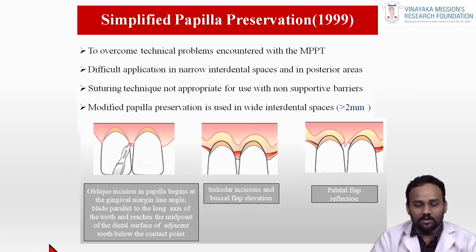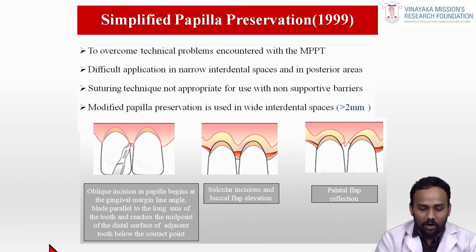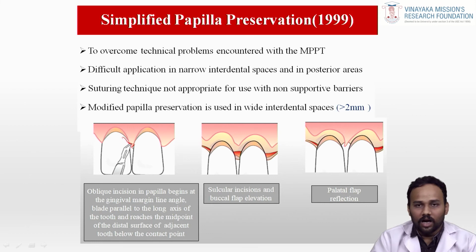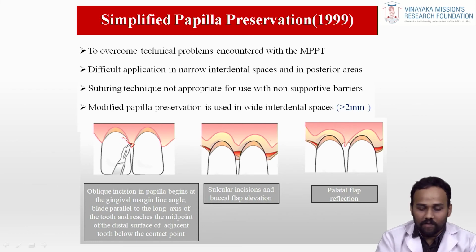Simplified papilla preservation. To overcome the technical problems encountered with the modified papilla preservation, the simplified papilla preservation has been introduced. In this, an oblique incision in the papilla begins at the gingival margin of the line angle, with the blade parallel to the long axis of the tooth, and reaches the midpoint of the distal surface of the adjacent tooth below the contact point. After which, a circular incision has to be placed for buccal flap elevation, where you can see in this picture the circular incision. After then the buccal flap has been elevated, then the palatal flap reflected, then tissue tags and granulation tissue are removed, then we can place sutures for approximation.